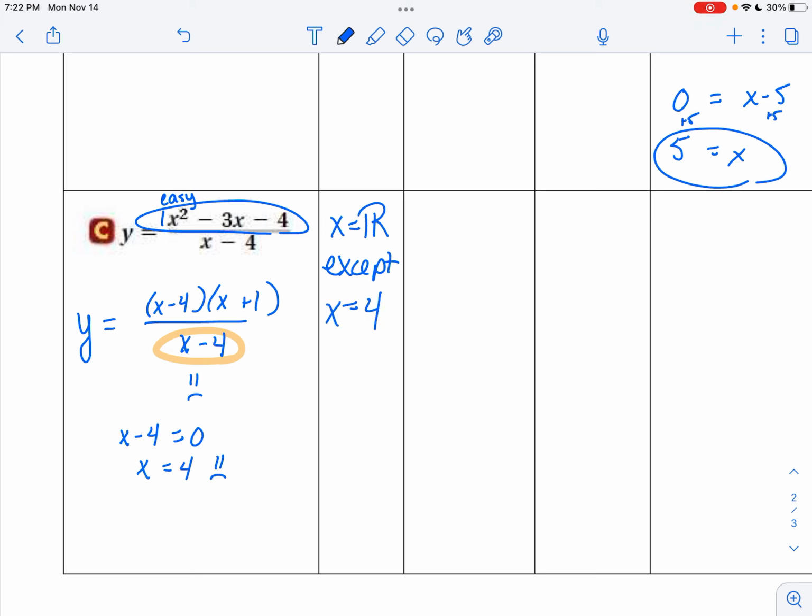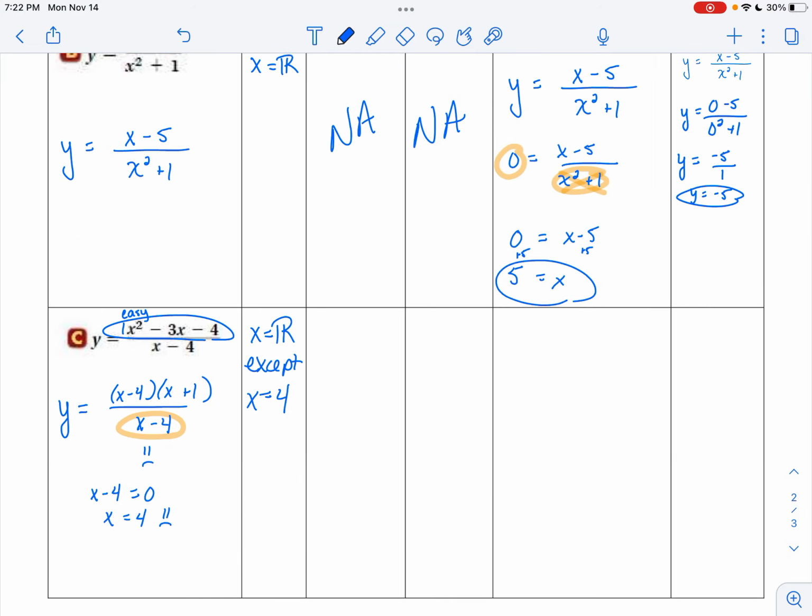So you can plug in anything. You could plug in 4.2. You could plug in 4.0000002. Just don't plug in 4. I think your point is well made. Anything except 4.